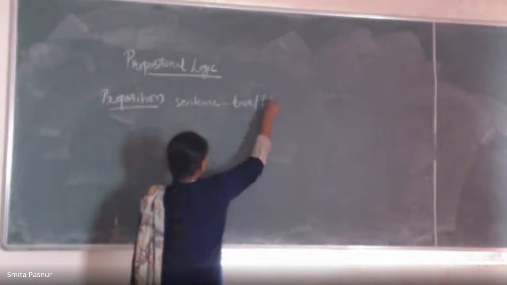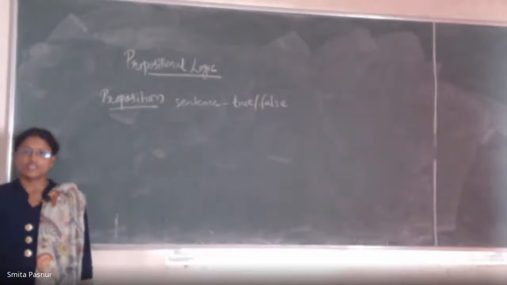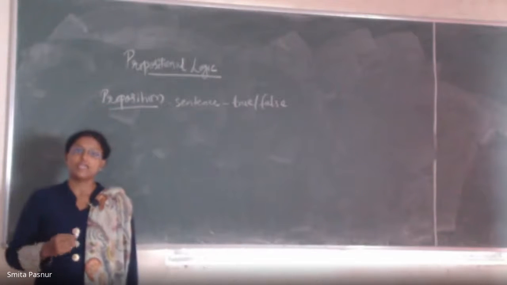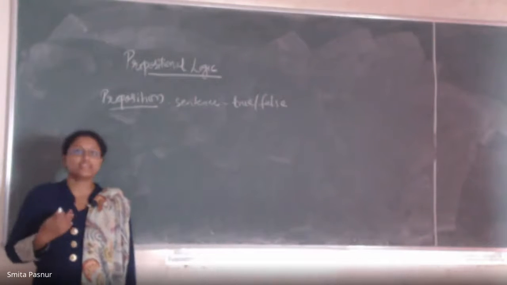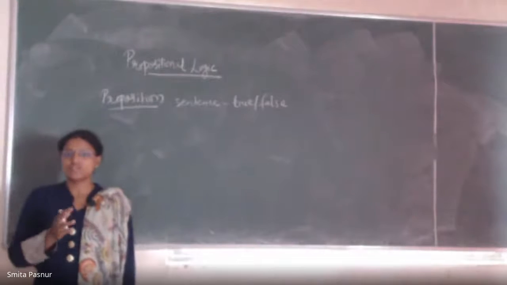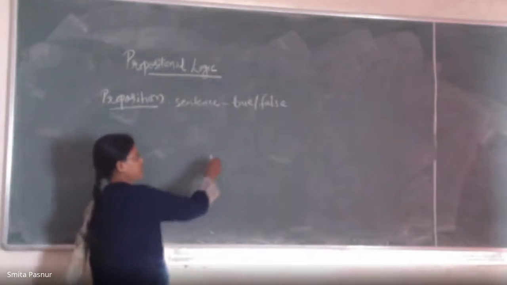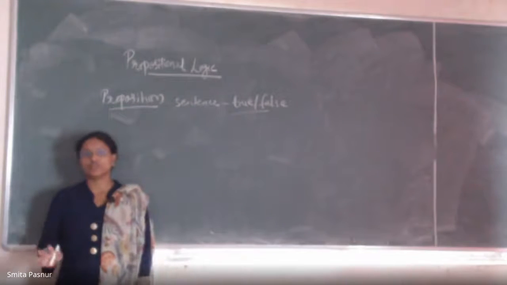Whenever any statement or sentence is read, what you can tell by reading that statement is whether it is true or false, that is, whether it is correct or wrong. So it will have only these two values. Both at a time are not possible.